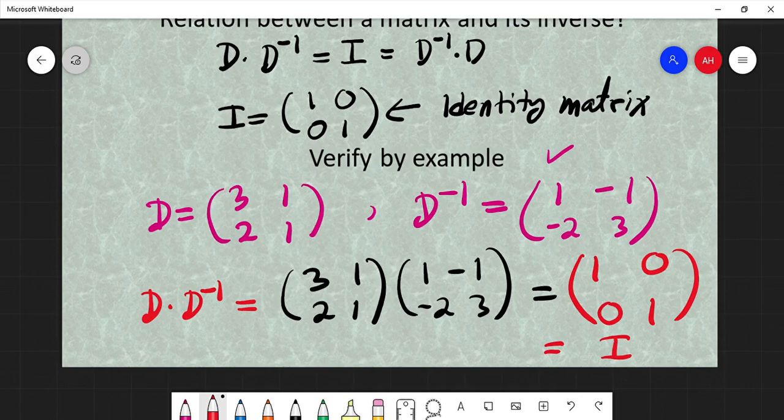Therefore, that shows that the D inverse we got from our calculation is correct. That is 1, negative 1, negative 2, and 3. That is the correct inverse of matrix D.